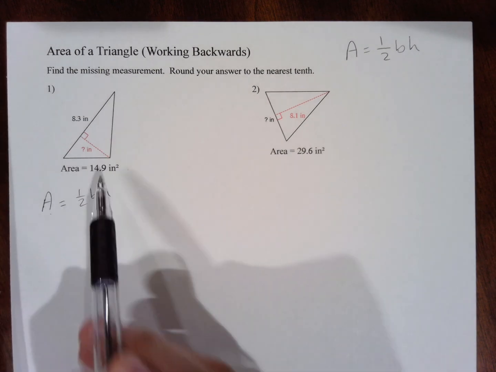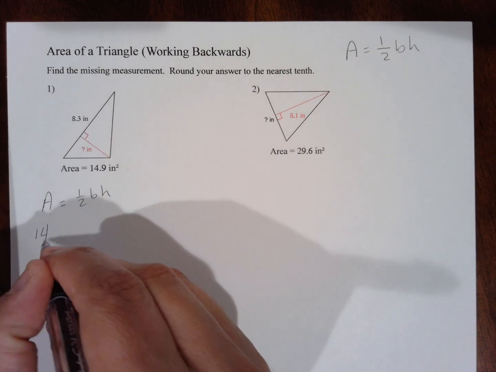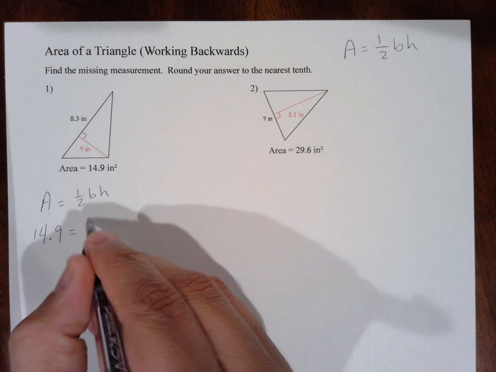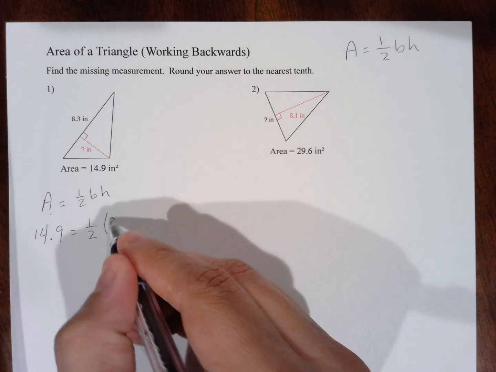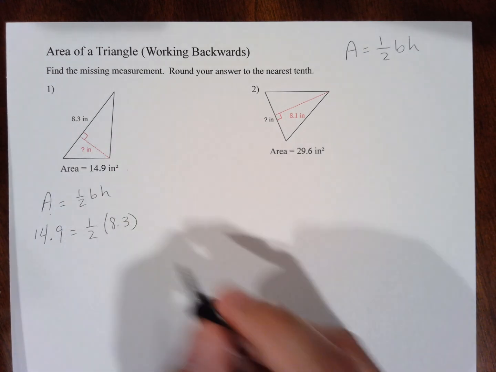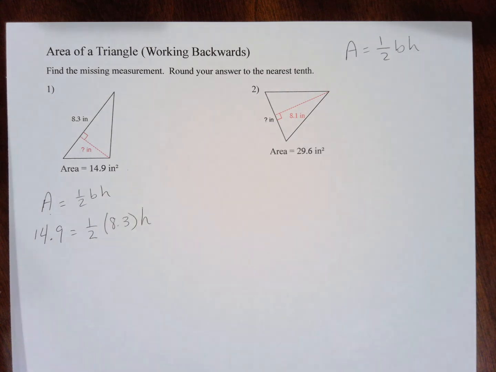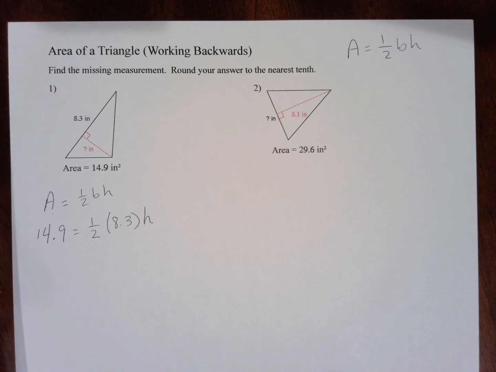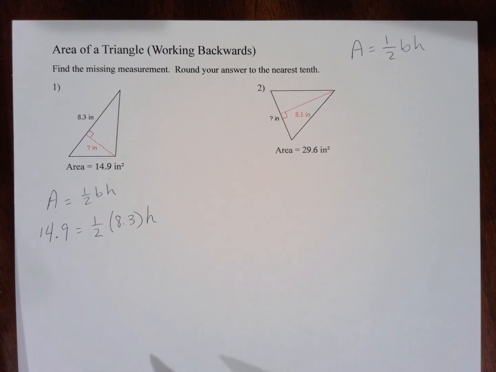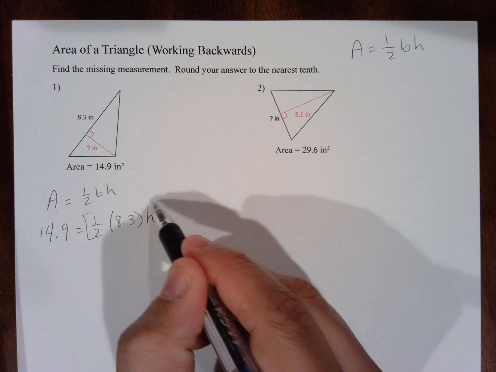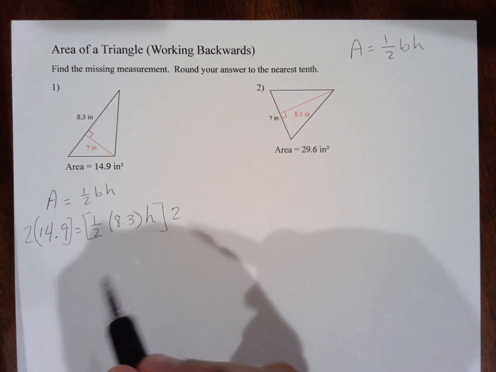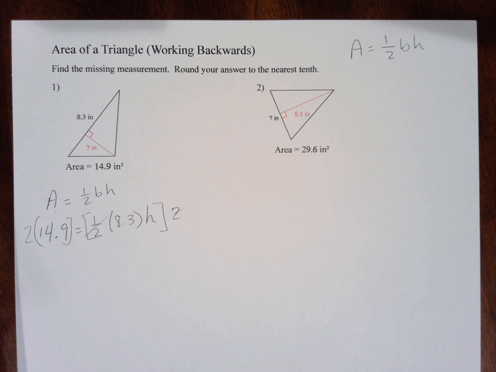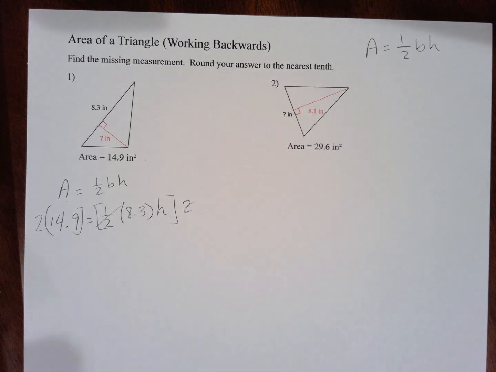So I know what the area is, and that's 14.9, so I'll substitute it here. And that equals 1/2 times the base. I know what the base is, 8.3, so times 8.3. And I don't know what the height is, so I'll call it h. And then I just go ahead and solve for h. I can start by multiplying both sides by 2 to get rid of that 1/2. So those will cancel.